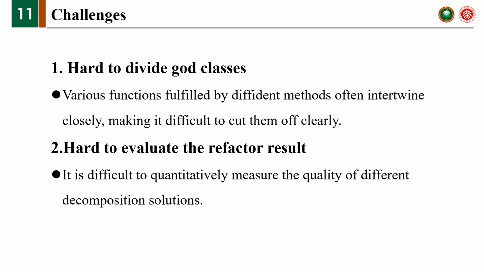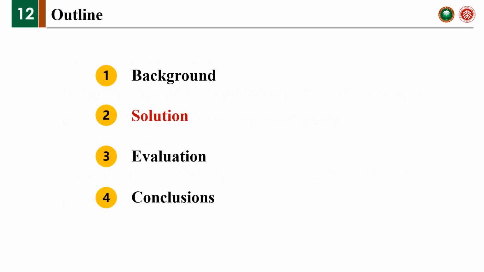There are challenges in automatic refactoring God classes. It is hard to divide God classes because various functions fulfilled by different methods often intertwine closely, making it difficult to cut them off clearly, and it's also hard to evaluate the quality of the refactor result. To this end, we proposed our approach. First, we analyzed some real-world God class refactoring examples and discovered an interesting pattern.